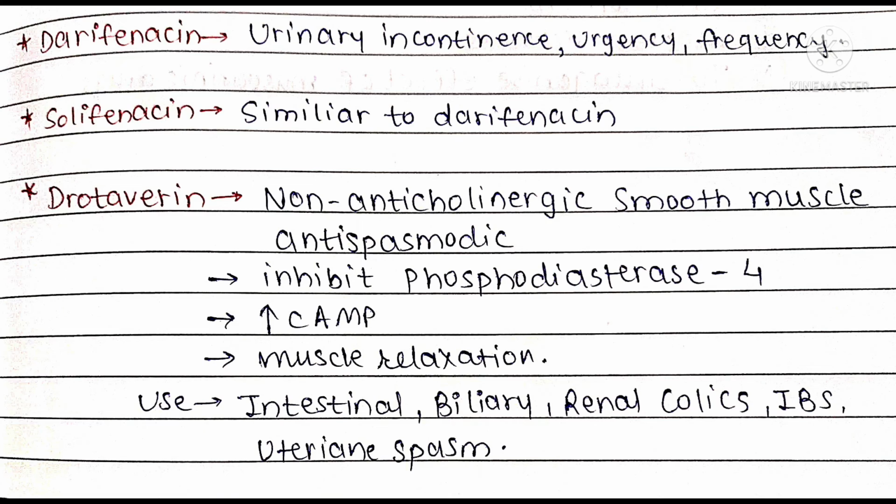Drotaverine is a non-anticholinergic smooth muscle antispasmodic. It inhibits phosphodiesterase 4. It increases cAMP production and muscle relaxation. It is used in intestinal, biliary, renal colics, irritable bowel syndrome, and uterine spasm.